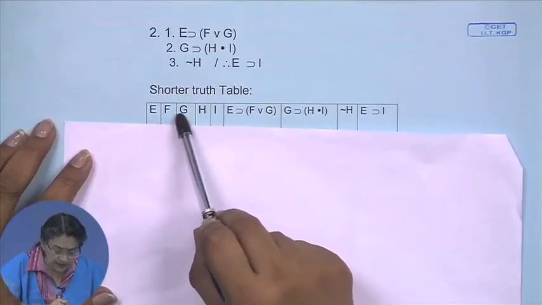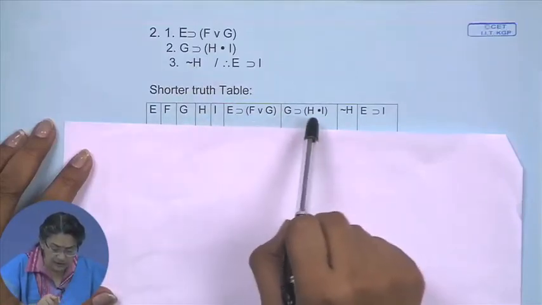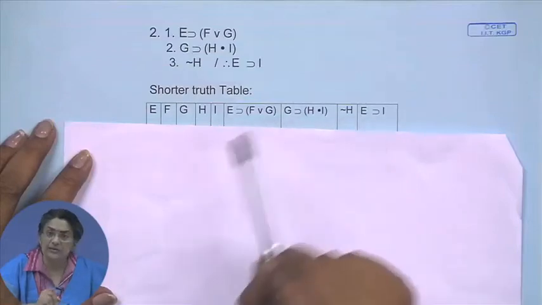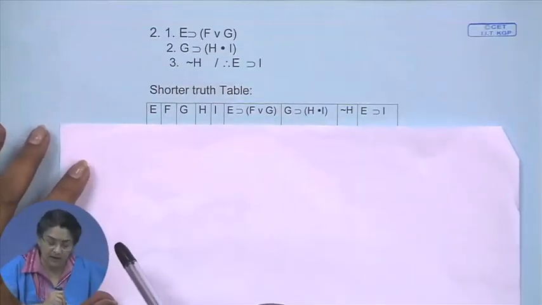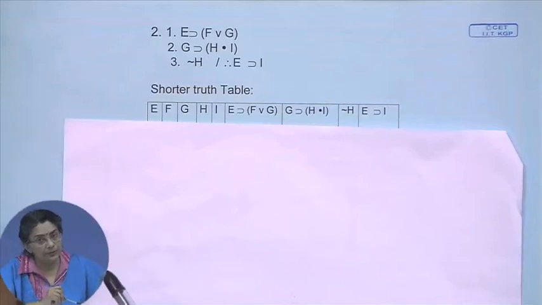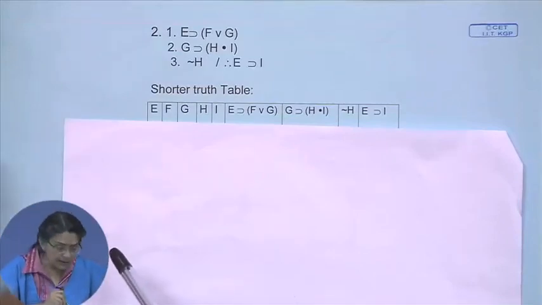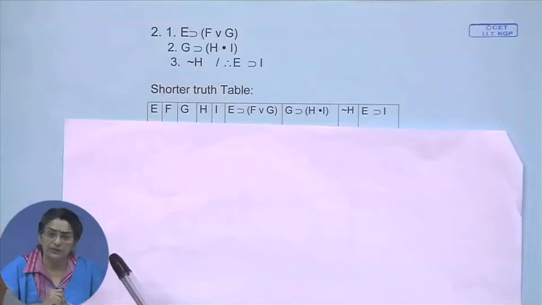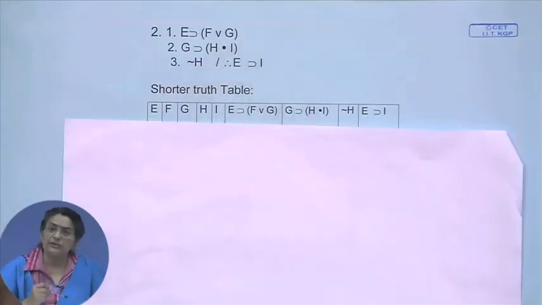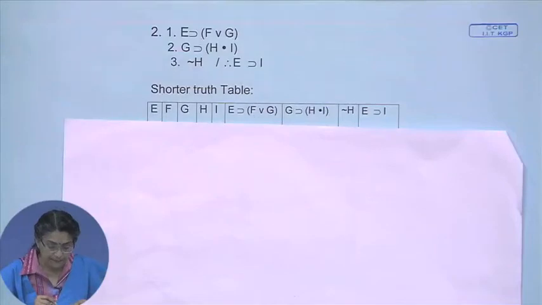You know the task at hand. You have to assign values in such a way that this is true, this is true, this is true, but this is false. You can start wherever you want to, as you wish, but find out at least one truth value assignment which makes this argument invalid. That is your task.